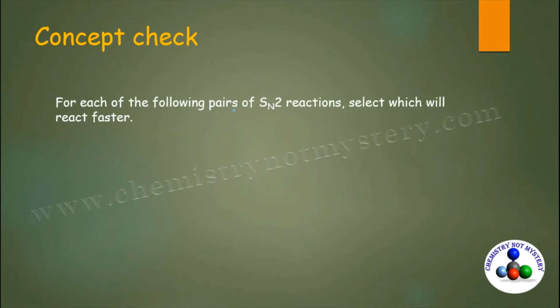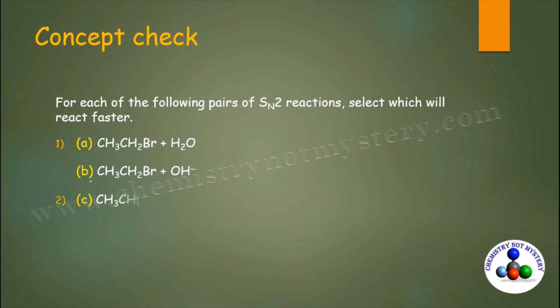For each of the following pairs of SN2 reactions, select which will react faster. In the first pair, A and B, these are the options. You have to choose among them which one reacts faster. And the next pair is this. In the next pair, you have to select C or D, which will react faster.